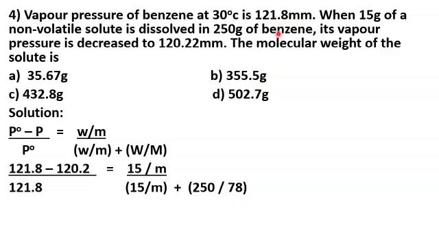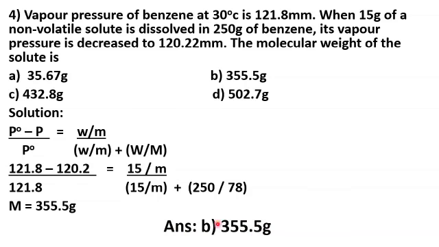So you have to calculate molecular weight by using the formula, so that is C6H6. So carbon is 6 in number, so 12 into 6 plus 6, so it gives 78. Then simplify this equation, you will get value for m, that is 355.5 gram. Hence correct option is option B.